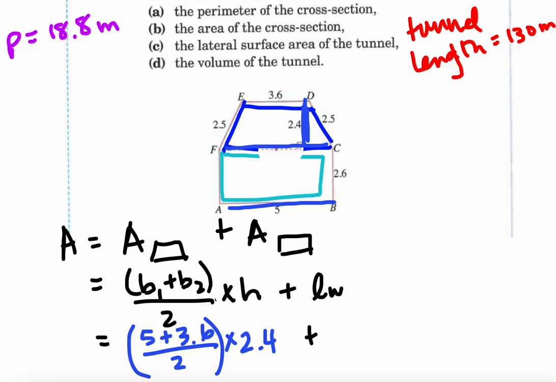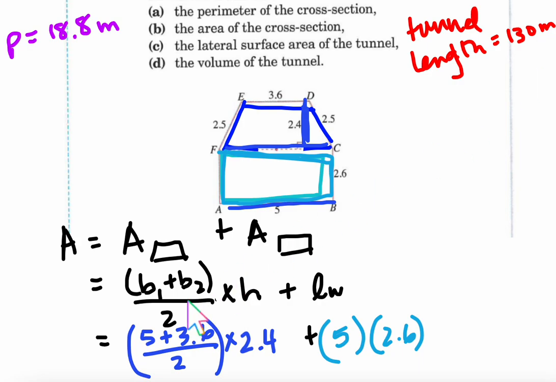Okay, and then after that, we have the length times width for our rectangle. The length is 5, and then the width is 2.6. It doesn't matter if you switch them, you're still going to get the same answer. Okay, so let's actually calculate this and get the answer.